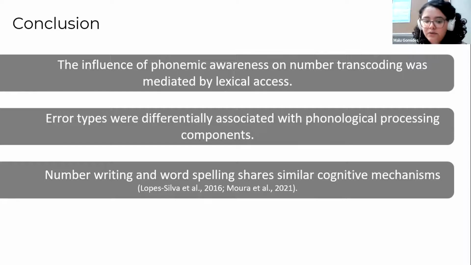Lastly, since phonemic awareness and lexical access are significant predictors of number writing, we found that number writing and word spelling share similar cognitive mechanisms, and this is especially important since it might explain the association between difficulties in reading, writing, and math, so dyslexia and dyscalculia.